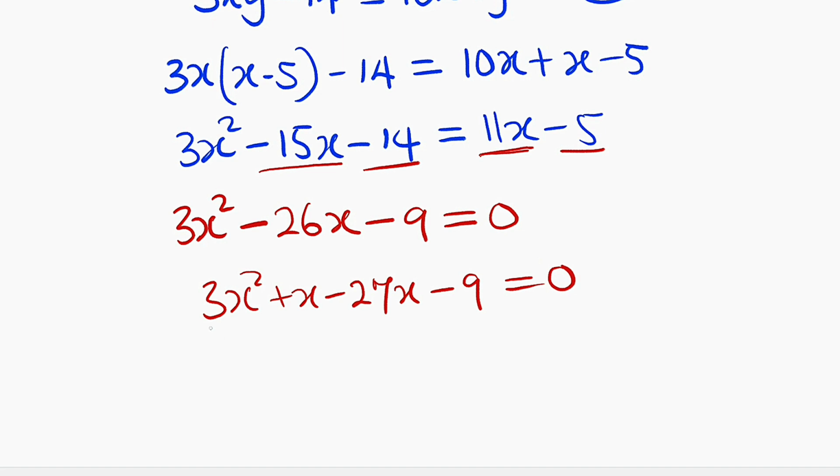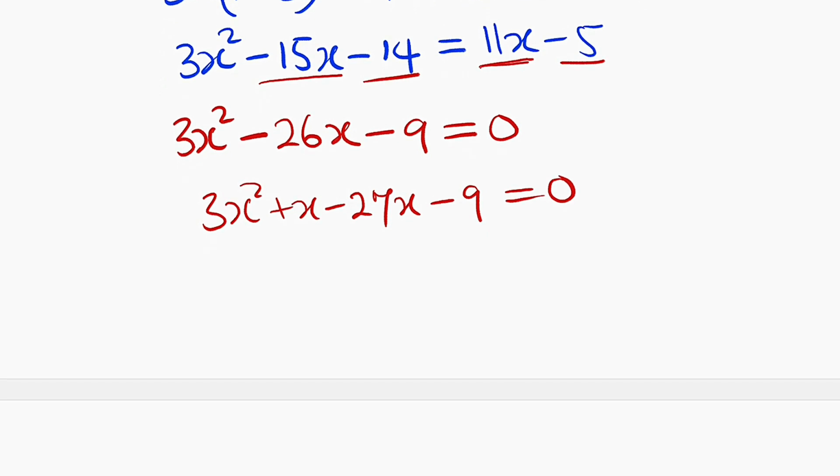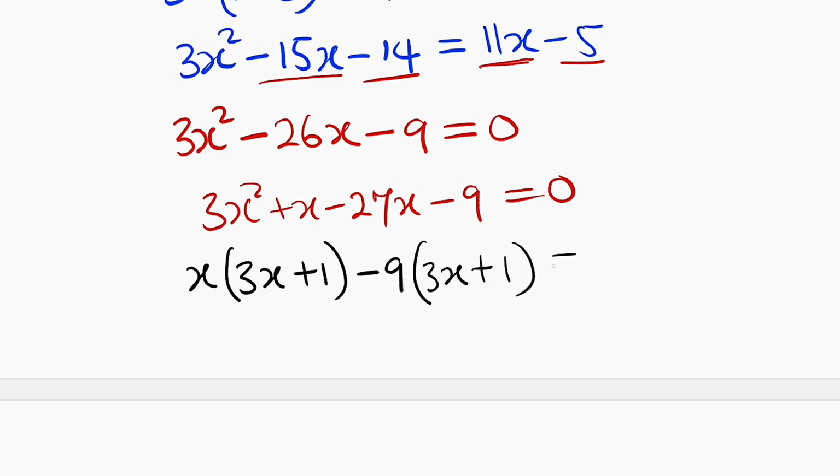Now we are going to factorize in batches, the first two and the second two. The first two terms have only x in common, so we factor out x. Inside we have 3x plus 1. Then from the second term, we have negative 9 as a factor. Negative 9 in the bracket: negative 27x divided by negative 9 will give us positive 3x. Then negative 9 divided by negative 9 is positive 1. And this is equal to 0.